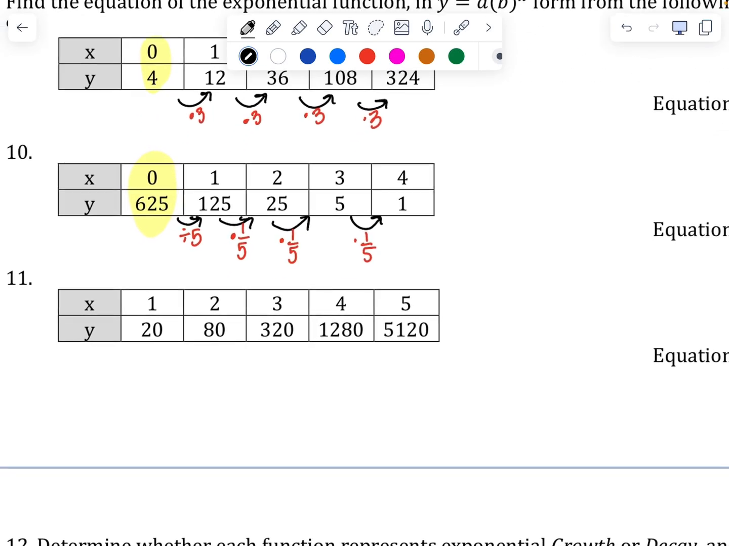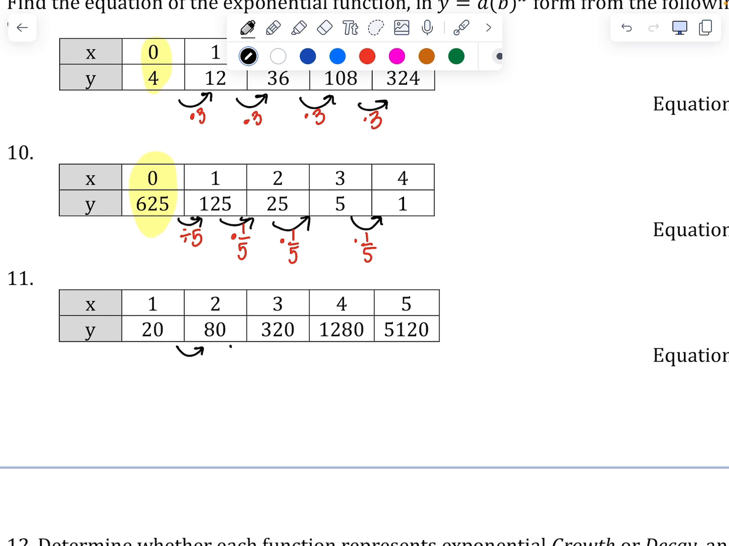Now let's do number 11. Any volunteers for that one? Piper? Let's do the pattern first, and then you can tell me the equation. Multiply by 4. Let's see, 20 times 4, that makes 80. Good job. And then 80 times 4, that makes 320. So everything looks great.